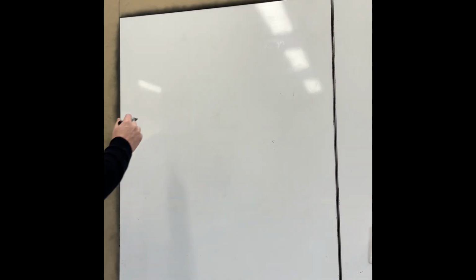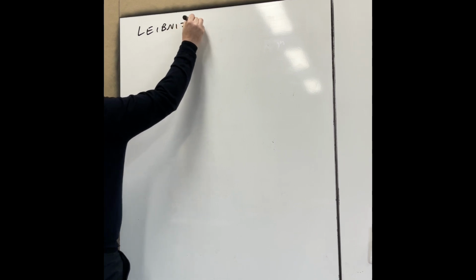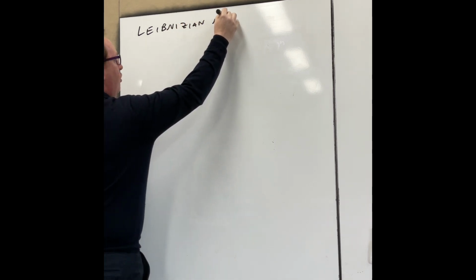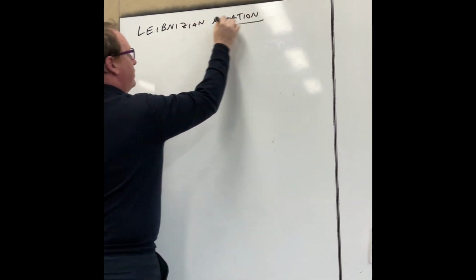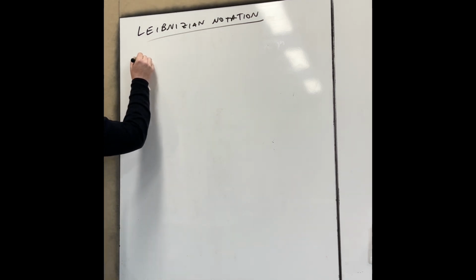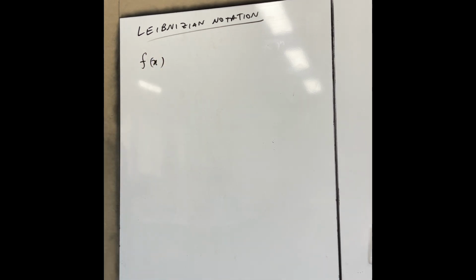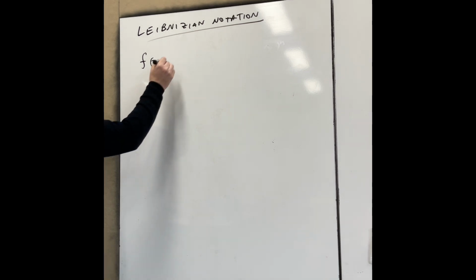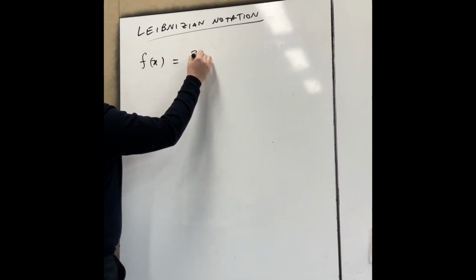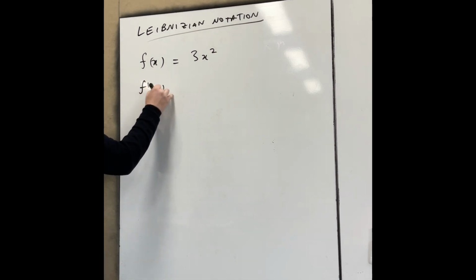Okay, so we want to talk today about Leibnizian notation for differentiation. We've just learned the start of differentiation, okay? And we know the fact that if you've got some function, if we call it f(x), let's do an example, equals 3x squared, okay? How do we find f dashed of x?